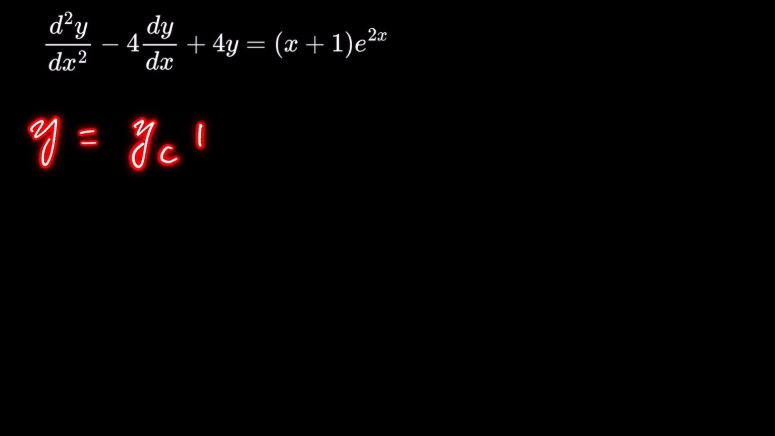y is equal to y of c plus y of p, where y of c represents the complementary solution, the solution of the homogeneous equation, and y of p is the particular solution. Let's start off by finding the value of y of c first.